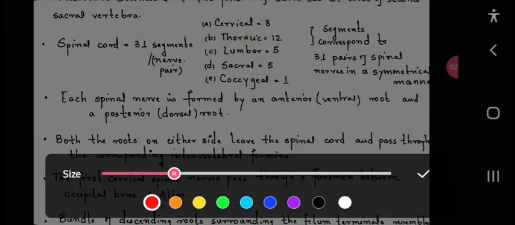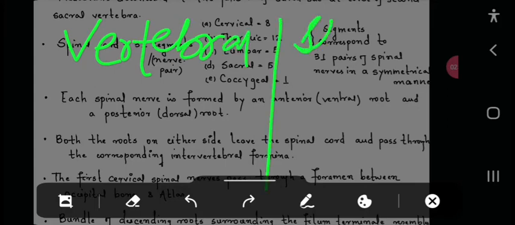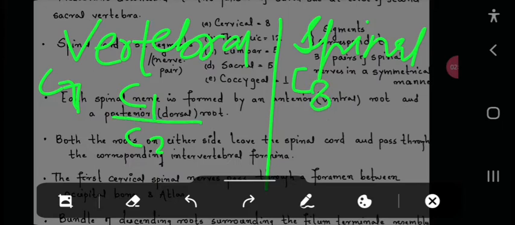And one concept is there: as we know the vertebral column and spinal nerves, if it is C1, C2, like C7, and here you get C8. So here you will get C1, and here you will get C2, up to C8.